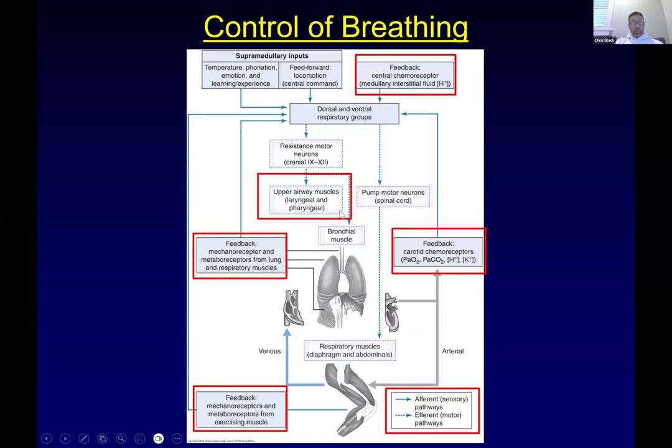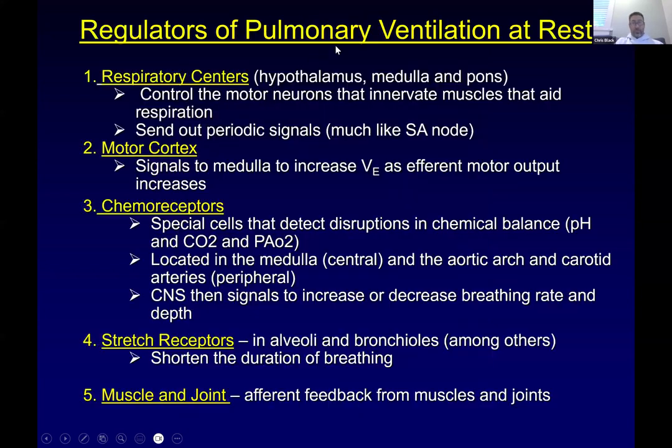We have upper airway muscles, where we're looking at what we are doing and whether we can actually have conscious control there. Feedback comes from the carotid chemoreceptors, measuring arterial O2 and CO2 levels and hydrogen. And then we've got these afferent and efferent feedback pathways that are going on.